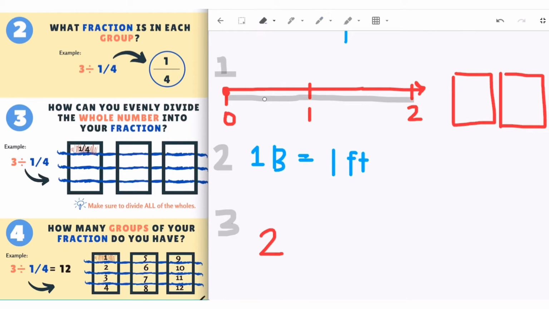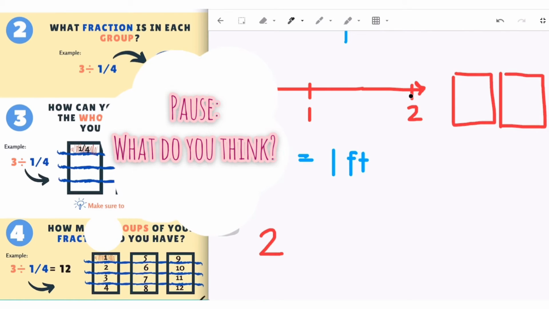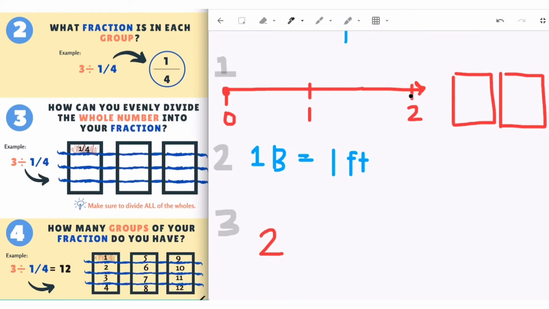Well, for this one, I have to go back and look at my problem. I have 2 feet of string here. If I want to take 1 foot and use 1 bracelet, how much of the string am I using? Think to yourself. Well, if I'm using 1 foot of string, that means I'm using this much to make 1 bracelet. So 1 bracelet would use that much string. So if I was writing my division problem, I would have 2 divided by 1, which is in each group.